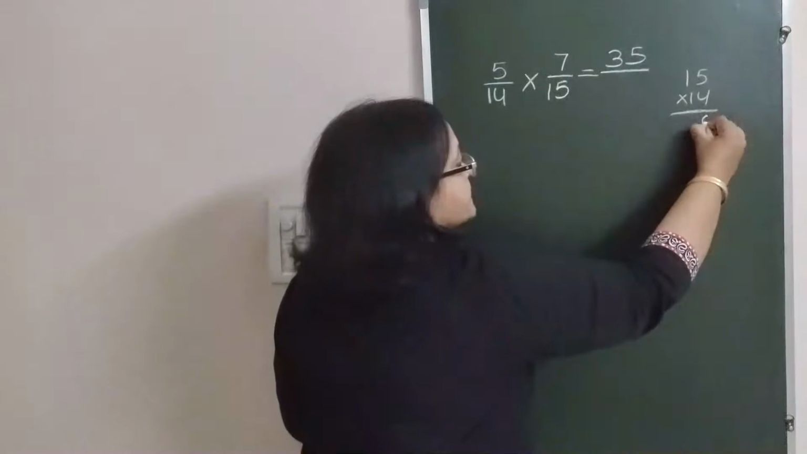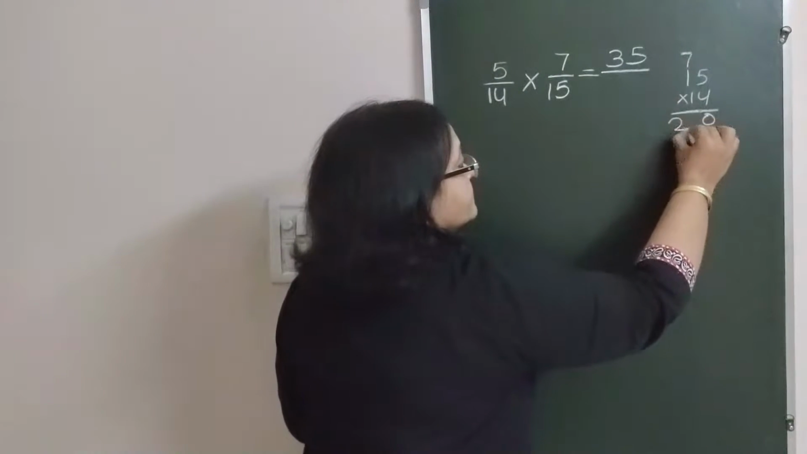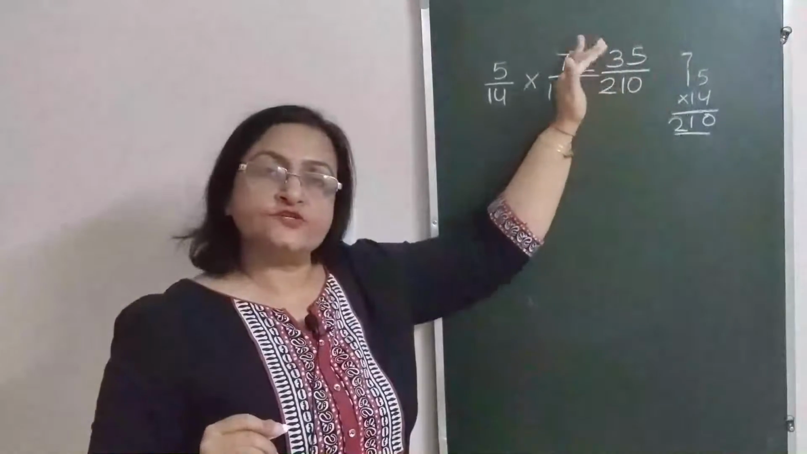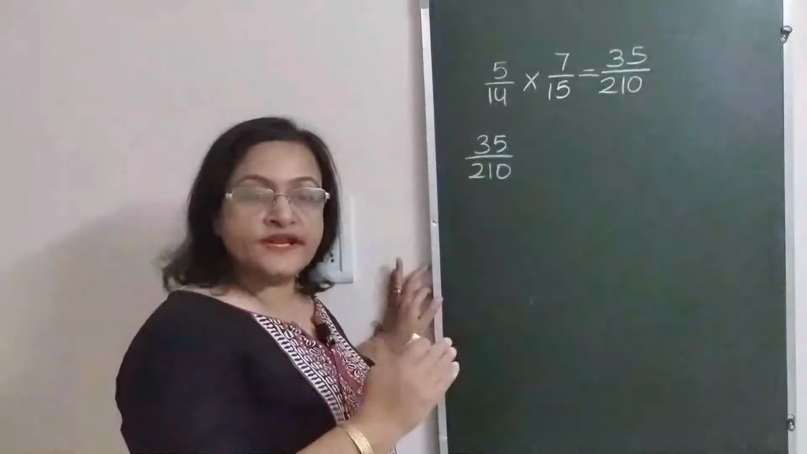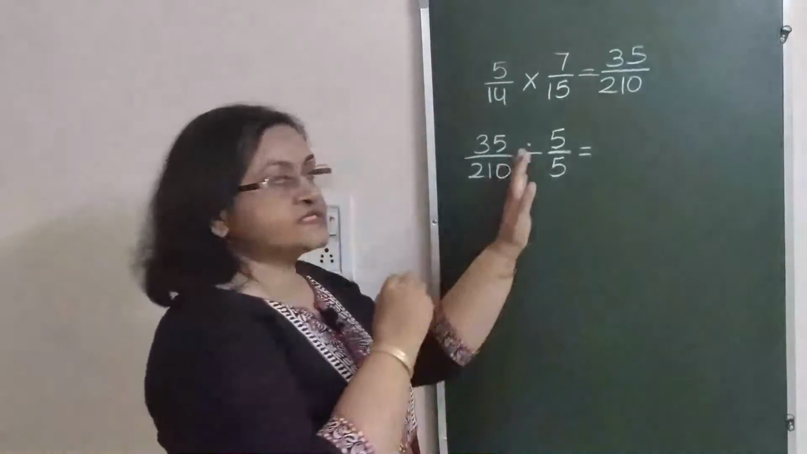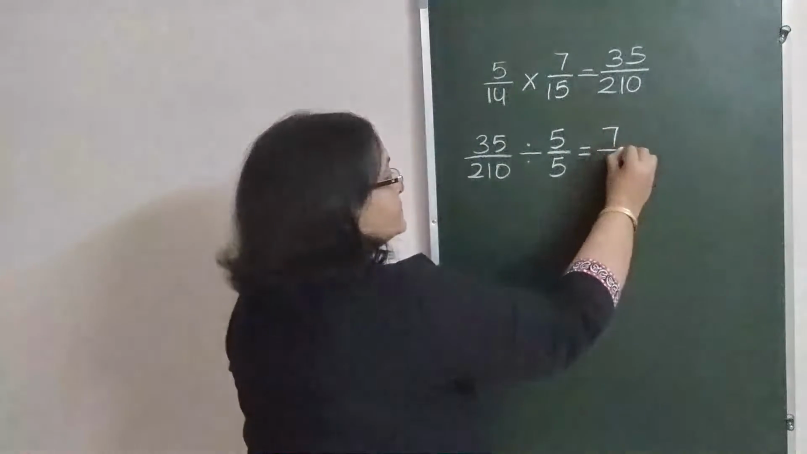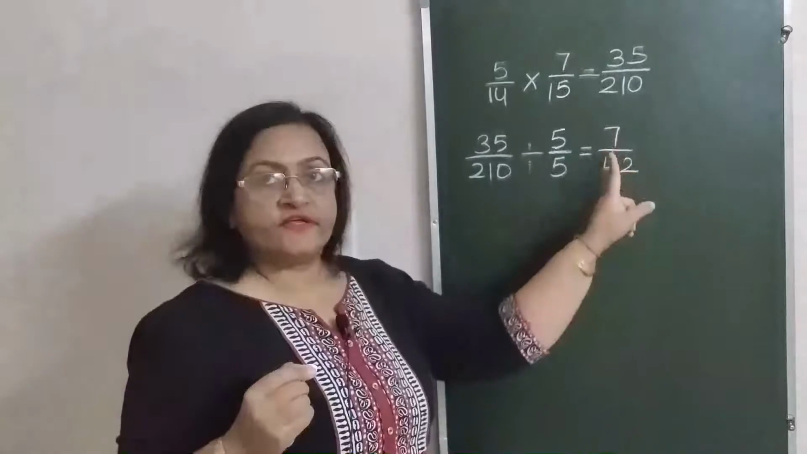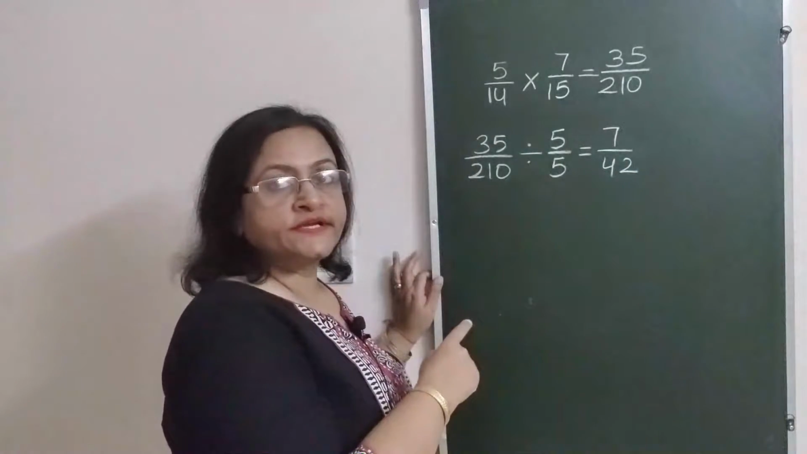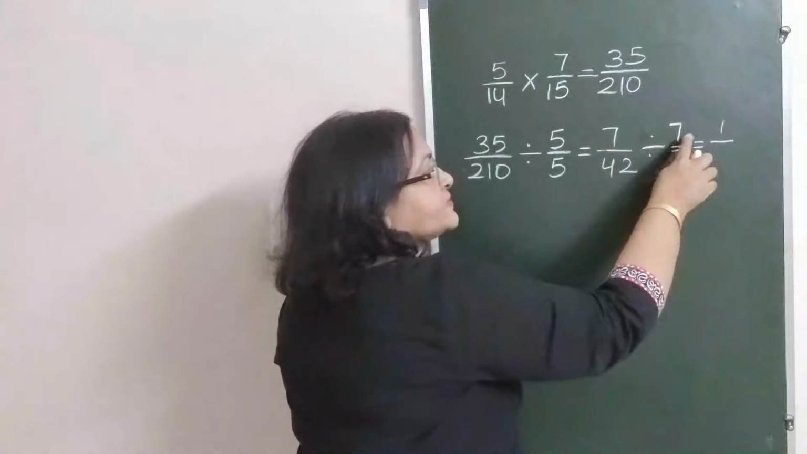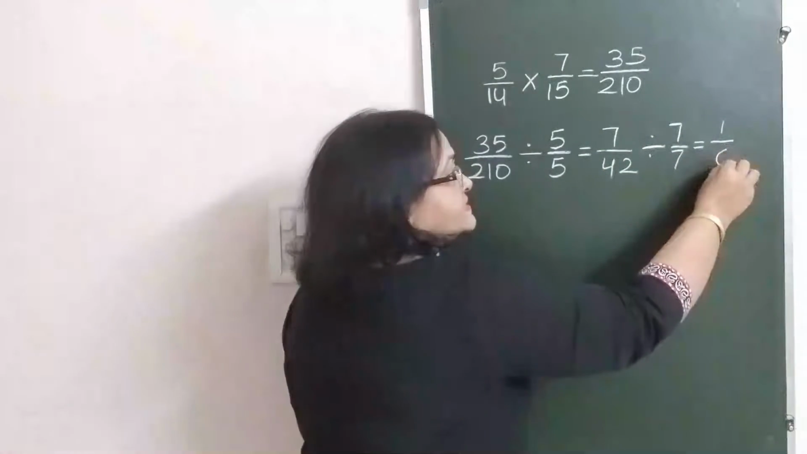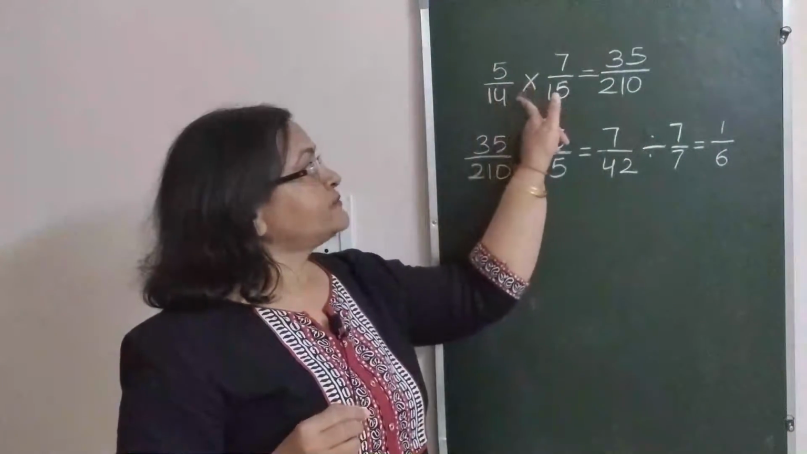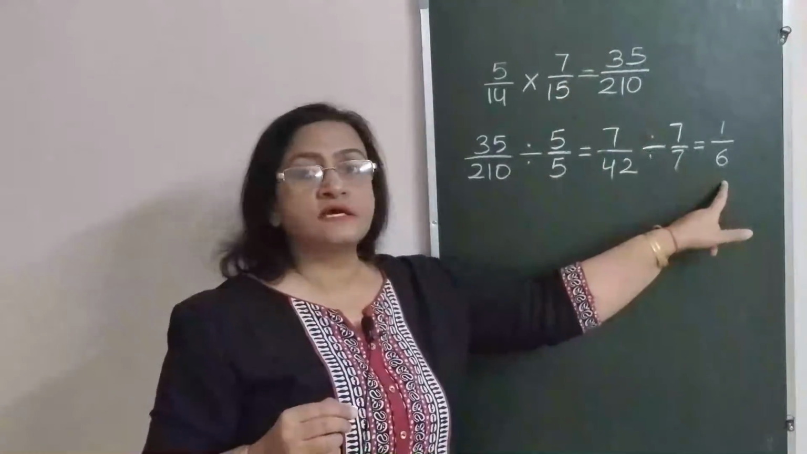Let's see that. 14 5s are 70, 14 1s are 14 plus 7 is 21. So our denominator is 210. Now we can bring this fraction into its lowest term. We can divide numerator and denominator both by 5 and in result we will get 5 7s are 35 and 210 divided by 5 will be 5 4s are 20, 5 2s are 10. 7 upon 42 and it can be further reduced. Let's divide it by 7. 7 divided by 7 is 1. 42 divided by 7 is 6. So this way we have got our answer as 1 upon 6. 5 upon 14 multiplied by 7 upon 15 is equal to 1 upon 6.